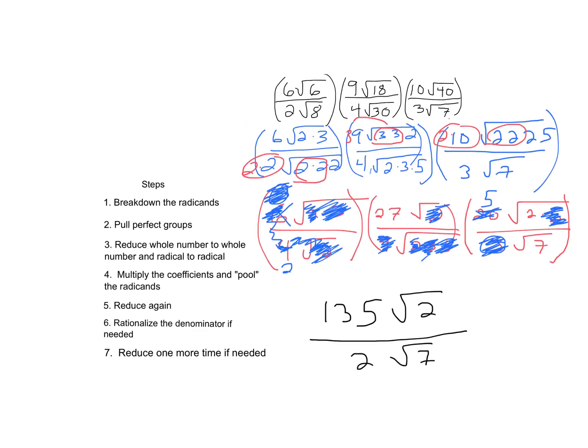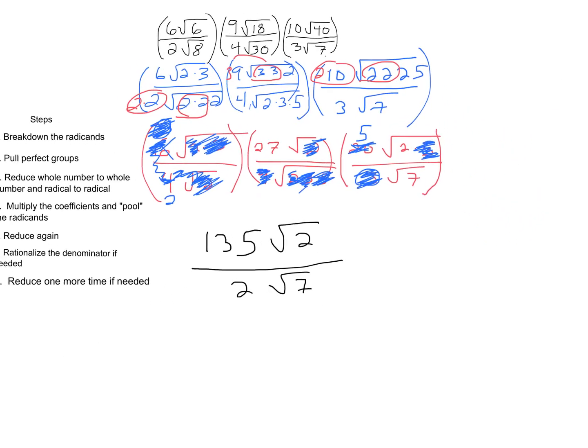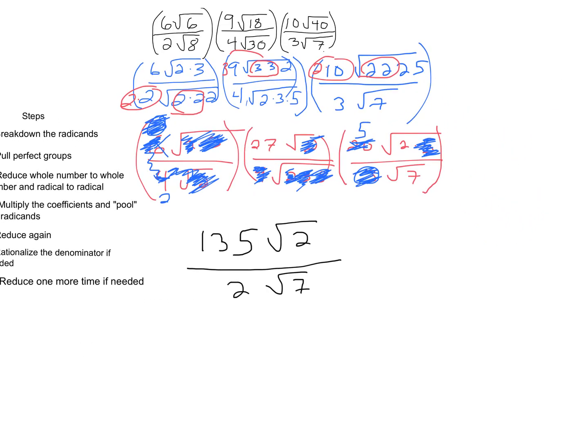Okay, so now we have a problem. We try to reduce now, we can't. But I still have a radical in the denominator, and I can't have that. So we've got to create our perfect group to make this happen. So we're going to multiply by rad 7's.